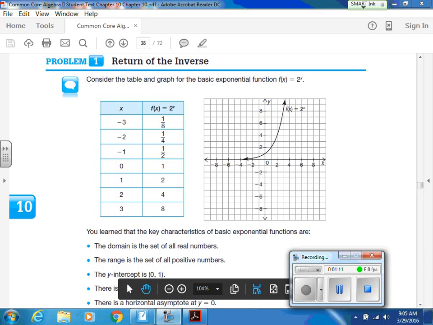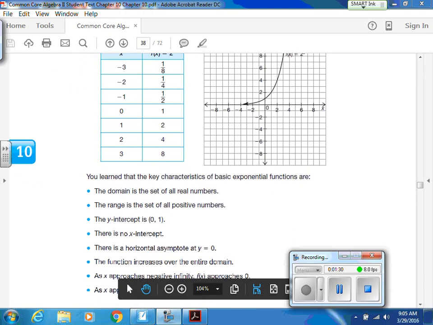Because remember, when I'm doing that exponent, that's 2 times 2 times 2 times 2 times... Am I ever going to be able to get 0 multiplying times 2? No, I can't. I can't repeat 2 enough to get 0. So I'm never going to have negatives. The range is all positive numbers.